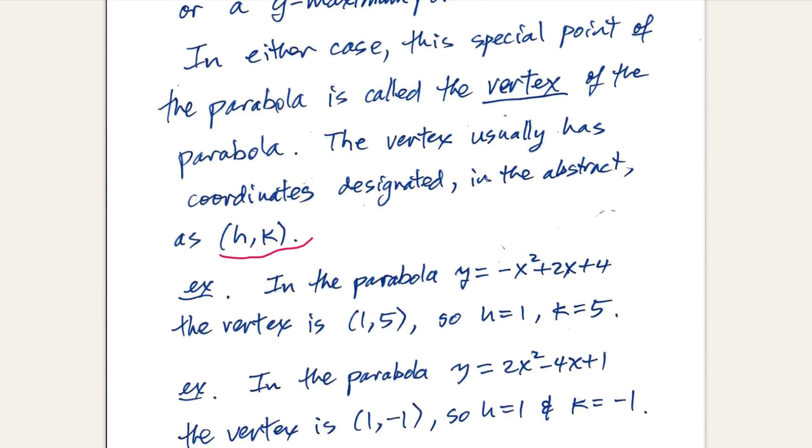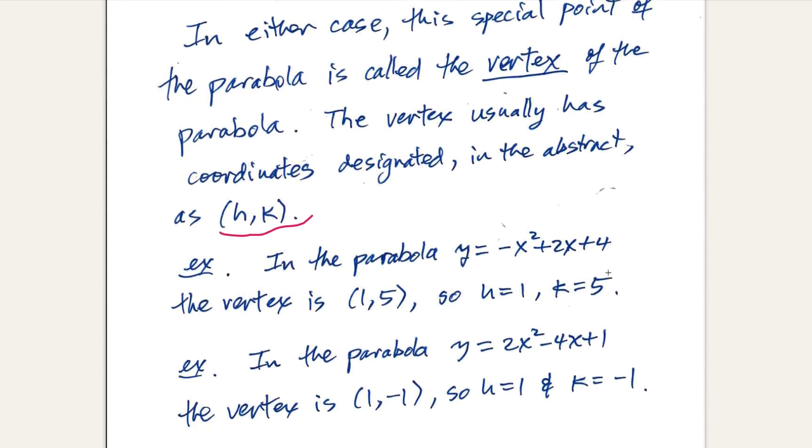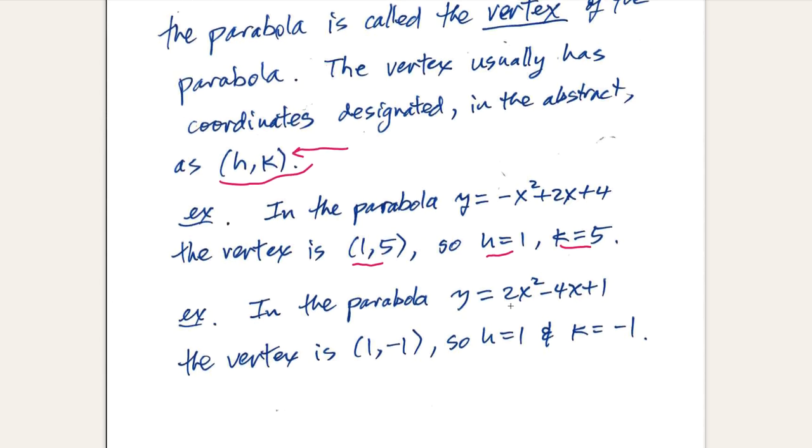And I just stated the fact we just noticed in the parabola y equals negative x squared plus 2x plus 4. Remember, the vertex was at (1, 5). So we would say that our h is 1 and k is 5, with respect to that designation. In the parabola y equals 2x squared minus 4x plus 1, we found the vertex was (1, negative 1), just by inspection. So that h is 1 and k is negative 1, in those particular cases.